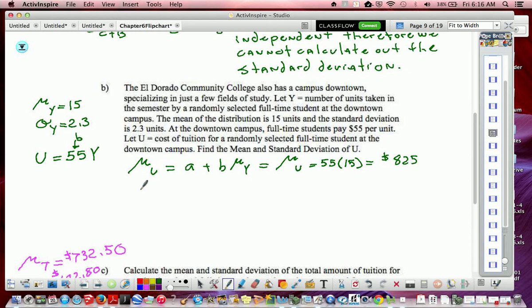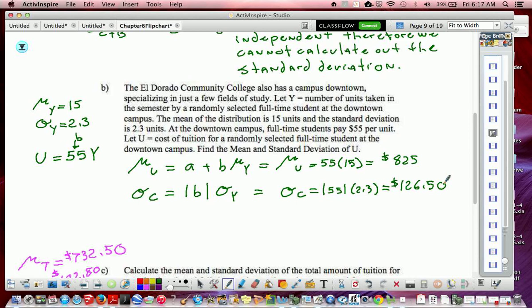Now the standard deviation of U will equal the absolute value of B times the standard deviation of Y. So in our case here, we're going to get the absolute value of 55 times 2.3, so we get $126.50. Again, we take the absolute value so that our measurement of spread, the standard deviation, is a positive value.